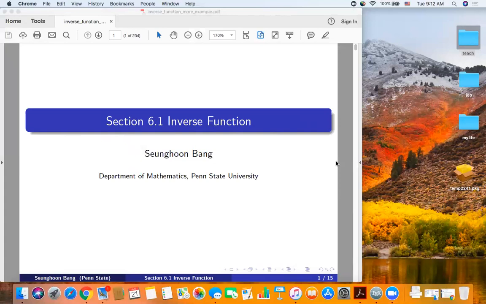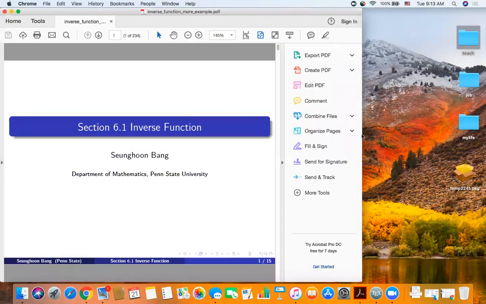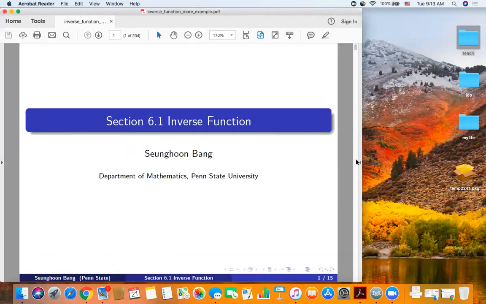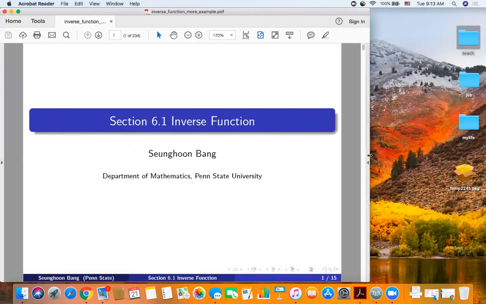One more thing, during the lecture, sometimes I ask some questions to you. If you know the answer, please write your answer on the chatting board. We can interact together in this lecture. Okay, I start section 6.1. Section 6.1 is inverse function.